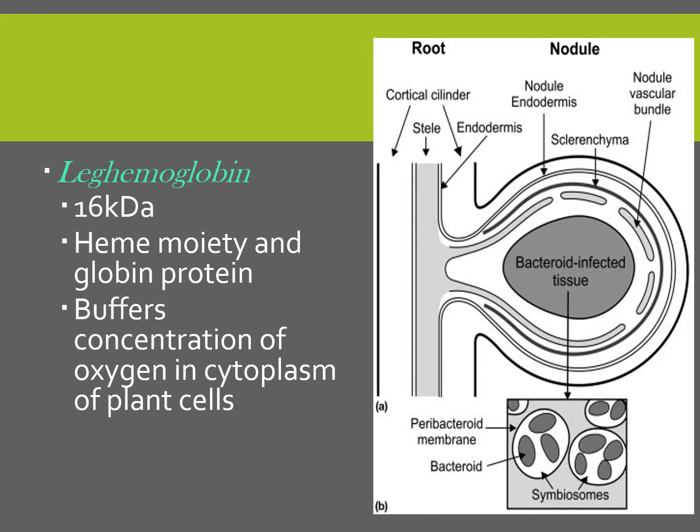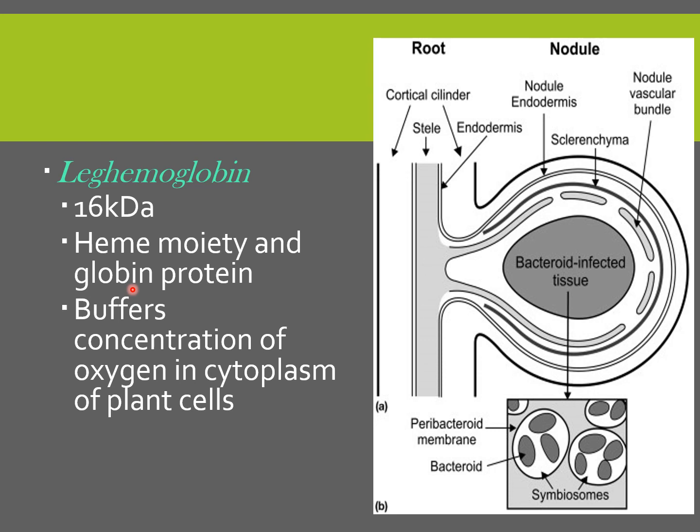The major mechanism is leghemoglobin, also called legoglobin. This is an oxygen carrier with a heme protein in it. That is why it has a red color, due to the heme. Initially it was thought that the heme moiety is from the bacteroid, and the globin part, which is a protein, was from the plant. This is how it was believed for many years.